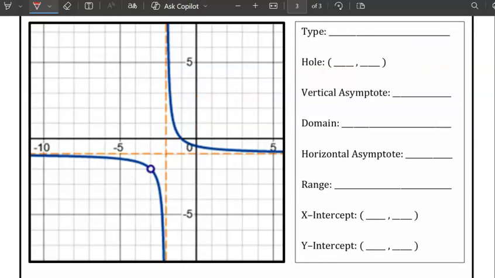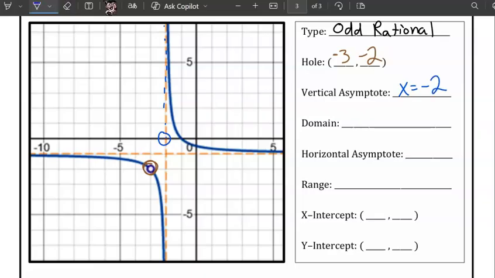Let's look at this last page. The function here is an odd rational. We have a hole right here at 1, 2, 3, negative 3, and then 1, 2, negative 2. We have a hole at (negative 3, negative 2). We have a vertical asymptote at x equals negative 2.